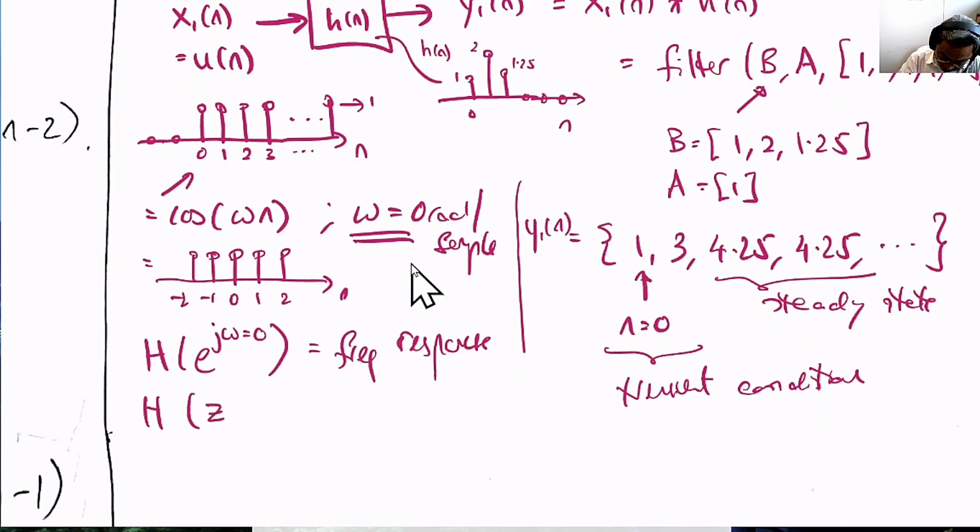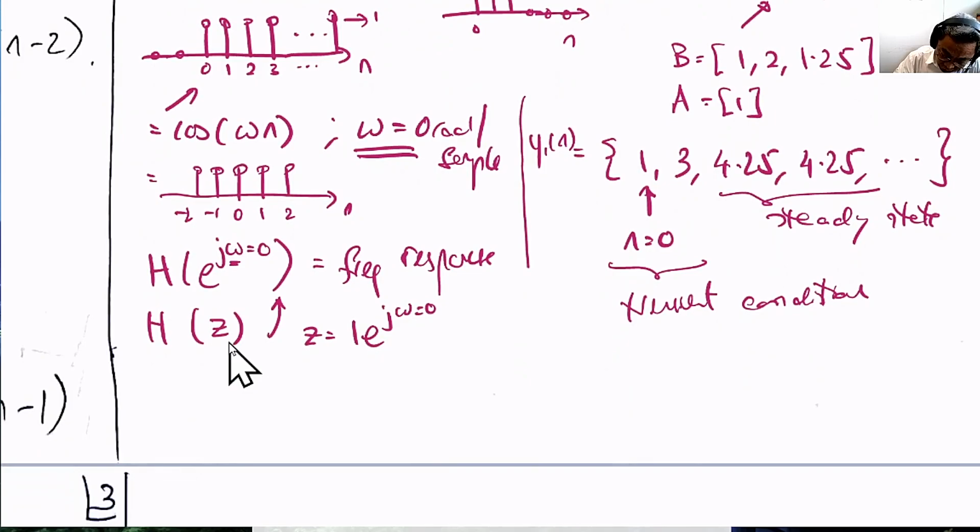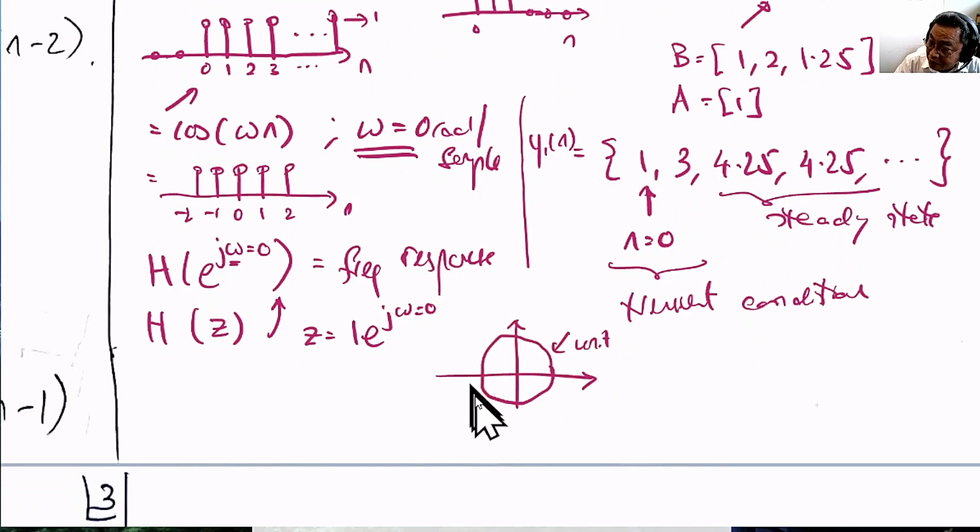And how do we get H(e^jω) from H(z)? It is simply substituting z equals 1·e^jω, with omega equals 0 here. So you realize that there's a very close relationship from the transfer function, which is H(z), to the frequency response, which is H(e^jω). In fact, the frequency response is nothing but H(z) evaluated on the unit circle in the z-plane. So where do you think omega equals 0 is?